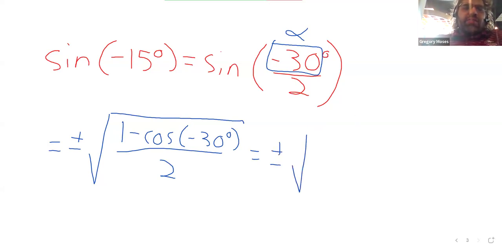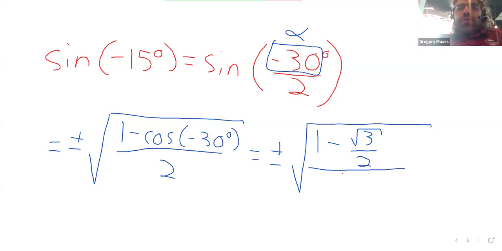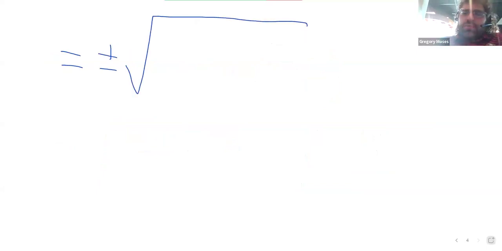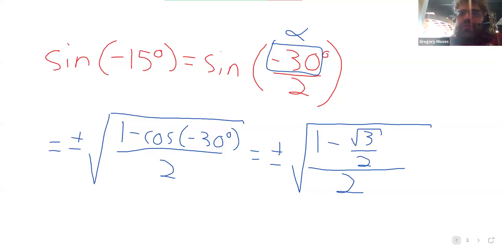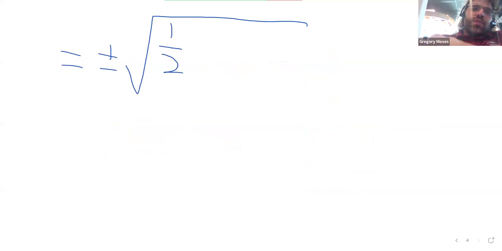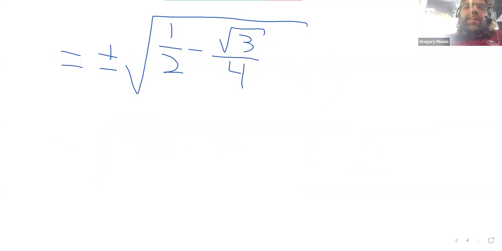So plus or minus the square root of 1 minus, let me see, the cosine of 30 degrees is the square root of 3 over 2, all divided by 2. So that's plus or minus the square root of 1/2 minus the square root of 3 divided by 4.